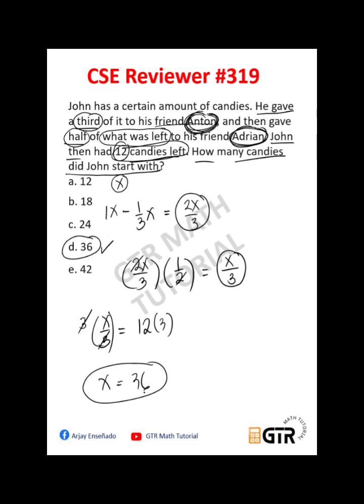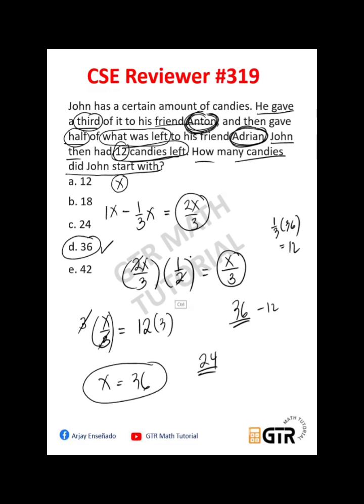Okay, so let's do the checking. 36, the original number of candies. And then he gave a third of it to his friend Anton. One third of 36 is equal to 12. Okay? So 36 minus 12 is equal to 24. So 24 candies left after John gave to Anton.